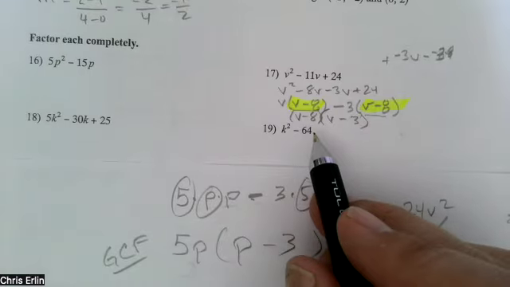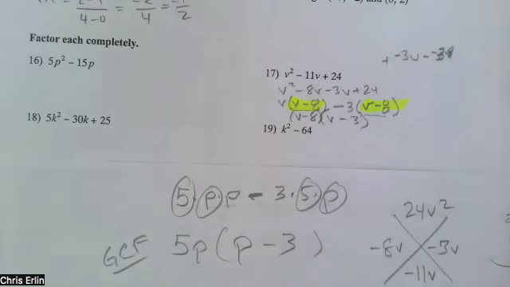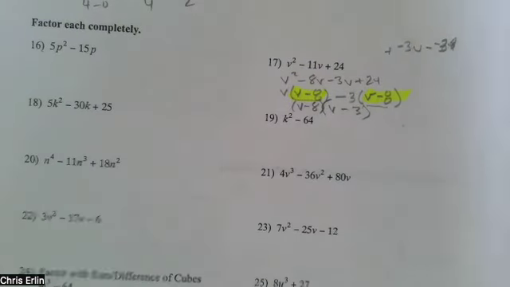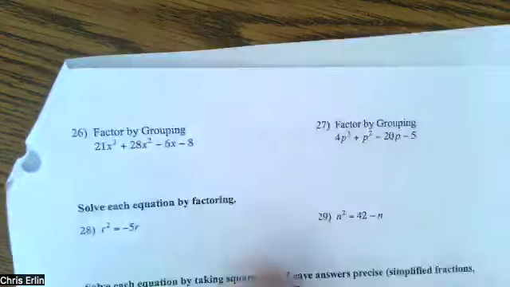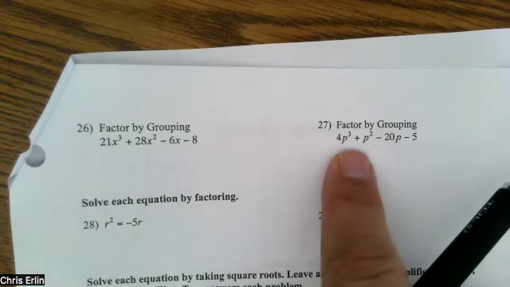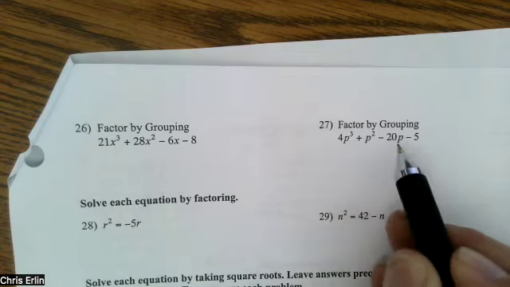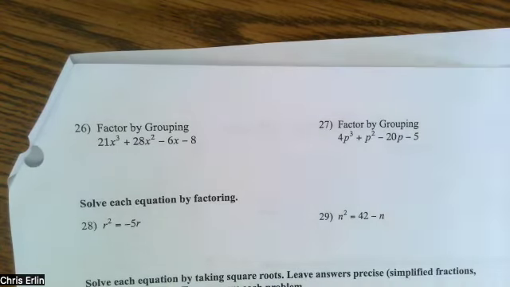This works beautifully when you have a lead coefficient that makes it harder for you. And especially we're going to get to numbers 26 and 27, which ask you to factor by grouping. These are actually cubic functions, but you can factor them that exact same way. Look for what's common in both of them. Factor by grouping.